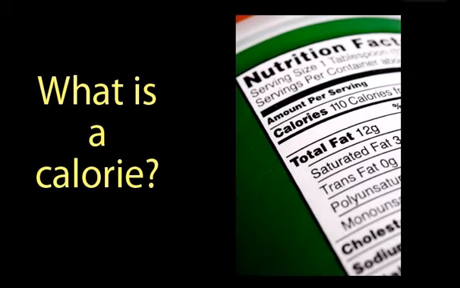Before we begin our discussion on energy balance and how it relates to nutrition, let's take a moment to review some basic chemistry regarding energy. Let's start with the definition of a calorie. A calorie is a unit of measure commonly used in nutrition when expressing how much energy can be derived from food or expended during physical activity.